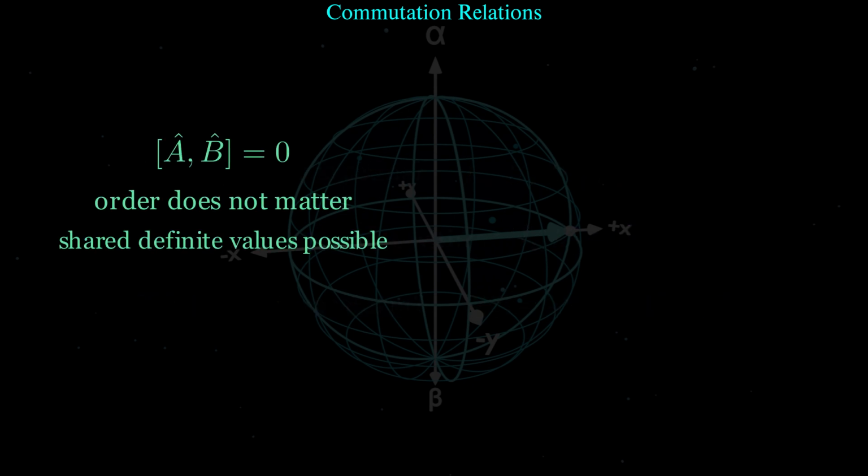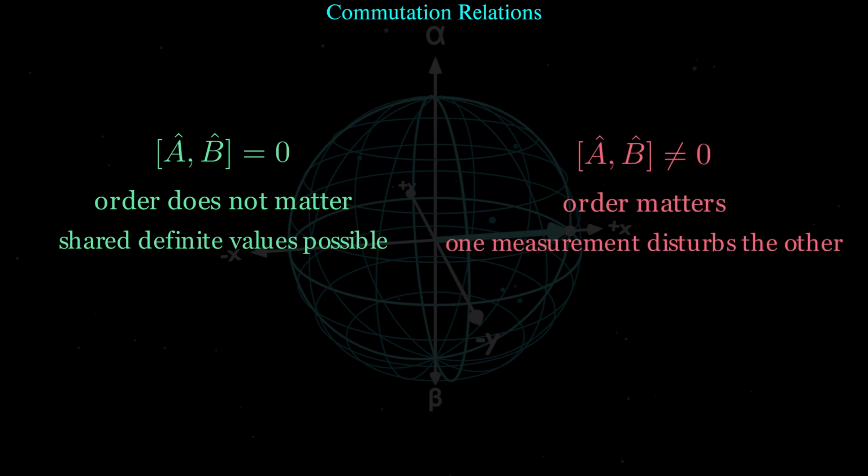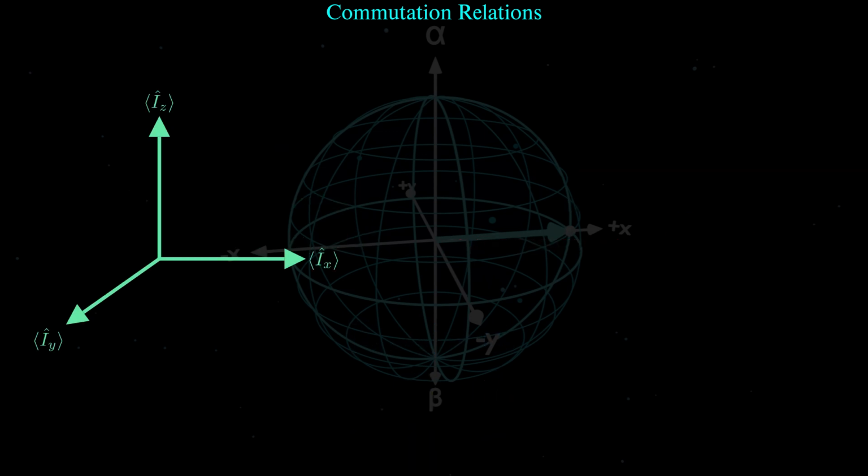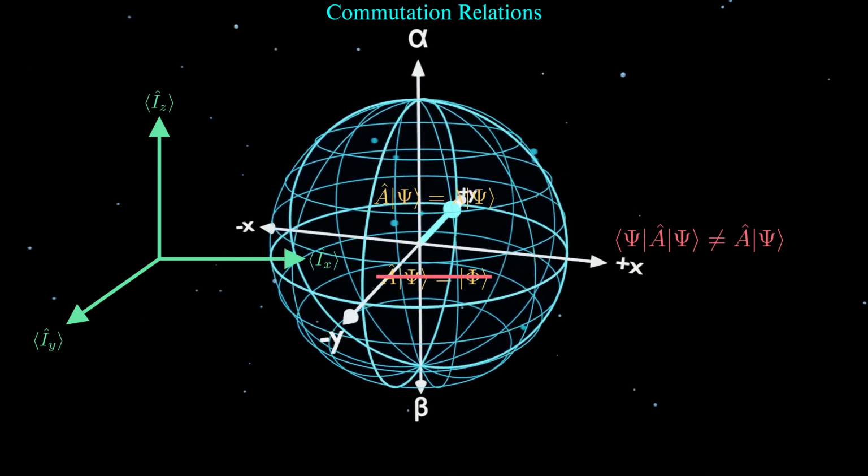So in summary, if two operators commute, their order doesn't matter, and their observables can be defined at the same time. If two operators do not commute, their order does matter, and measuring one generally destroys the definiteness in the other. For spin 1/2 nuclei, the three spin components do not commute. And that is why we cannot say that spin has definite x, y, and z values all at once. The spin state can have expectation values along all three axes, but definite measurement values only exist for the operator whose eigenstate the system is actually in. That difference between expectation values and definite measurement outcomes is one of the keys to understanding quantum spin dynamics.